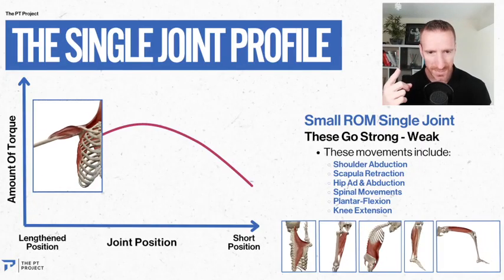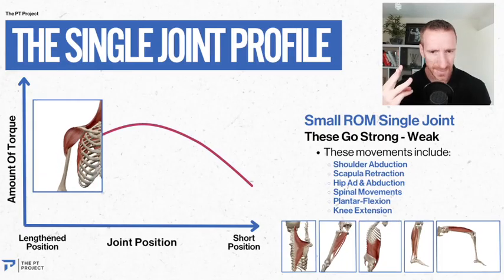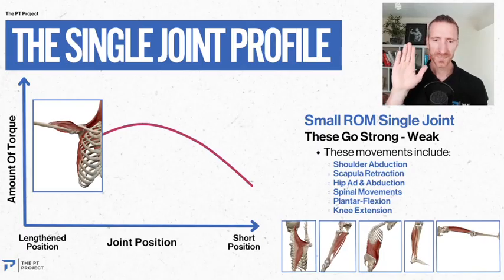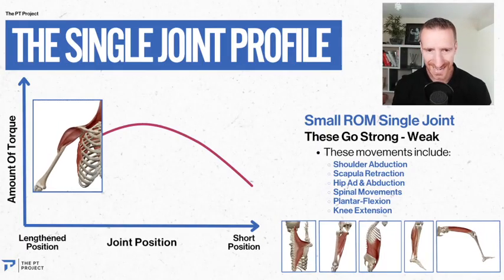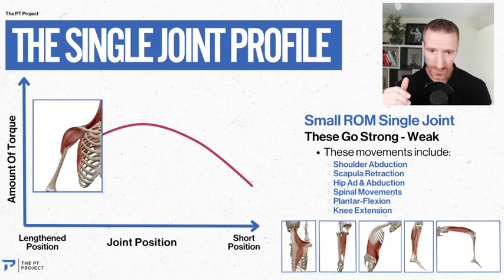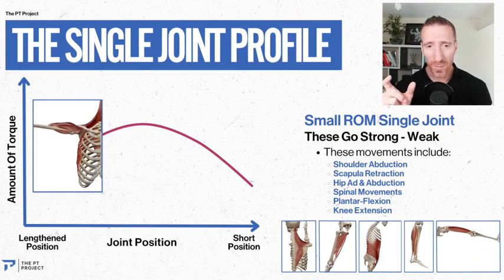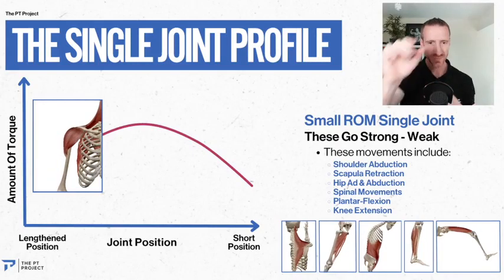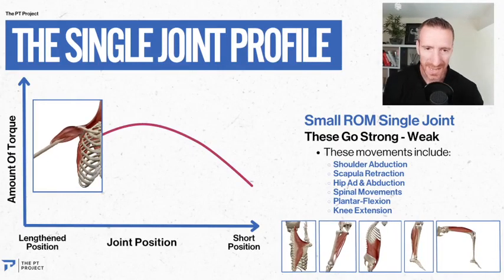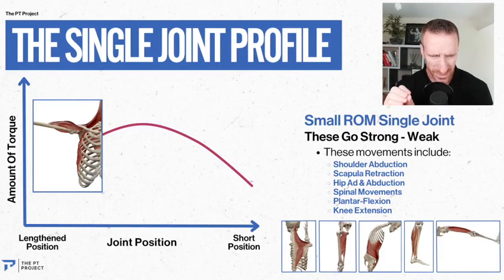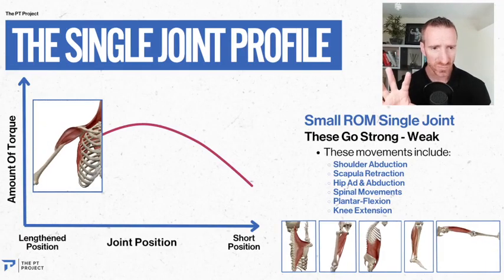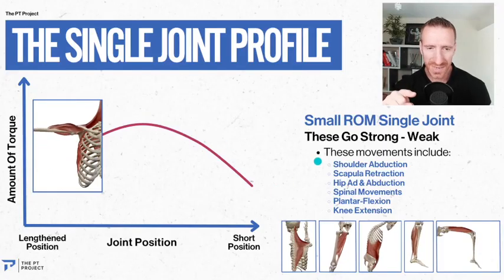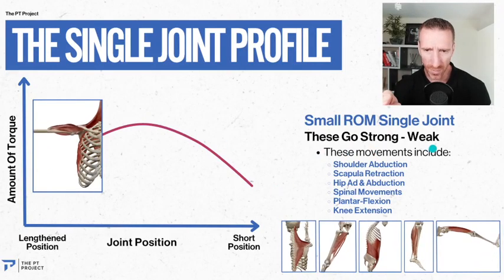So whether it's shoulder abduction, scapular retraction, hip abduction, spinal movements, spinal flexion, spinal extension, ankle plantar flexion, or knee extension, each one of them goes through a relatively small range of motion when we compare that in a minute to shoulder horizontal flexion or horizontal adduction. So when we go through a small range of motion, we actually go from a position of relatively strong to weak. So these go from a strong to weak profile.